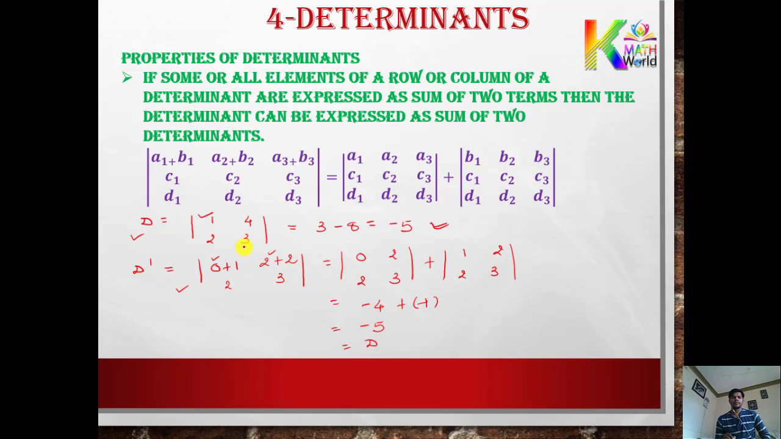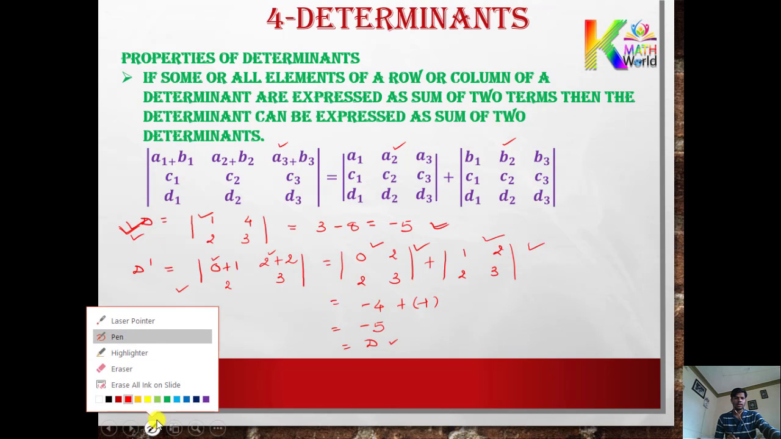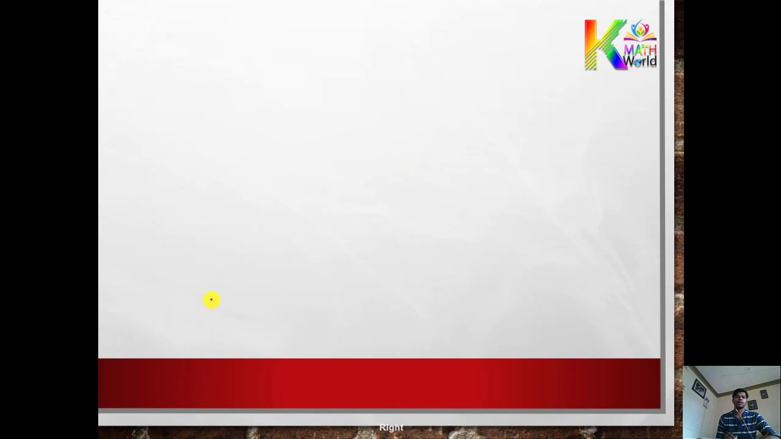It means when you express it as a sum of two determinants like this, the value of the determinant remains unchanged. In short, any determinant can be expressed as a sum of two determinants like this, with respect to any row. Okay. See the next property.